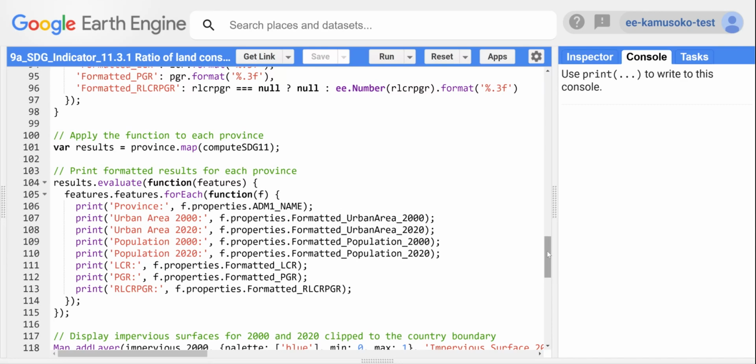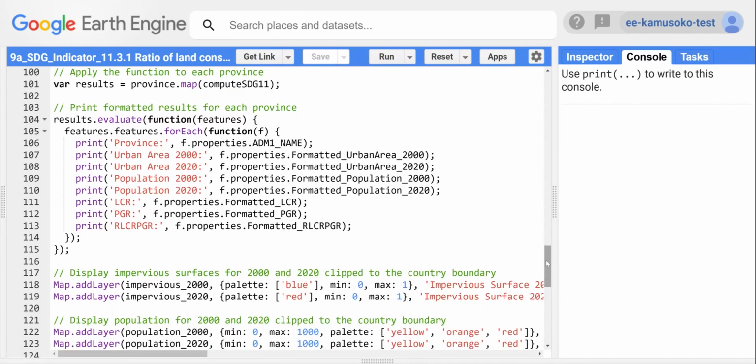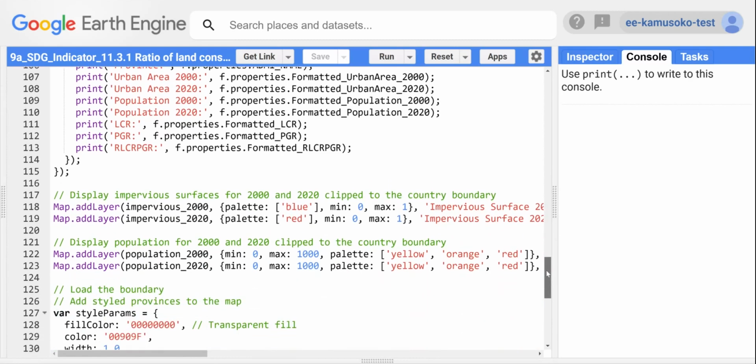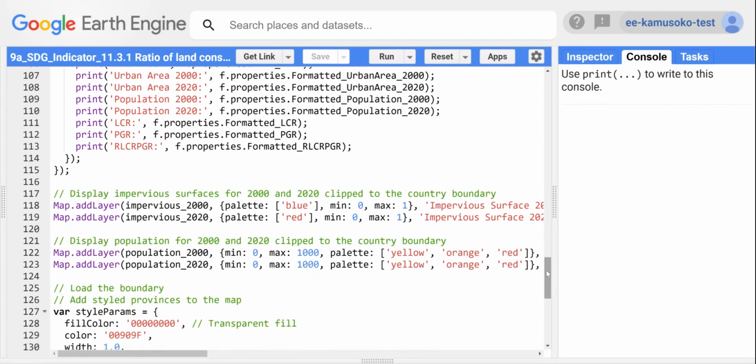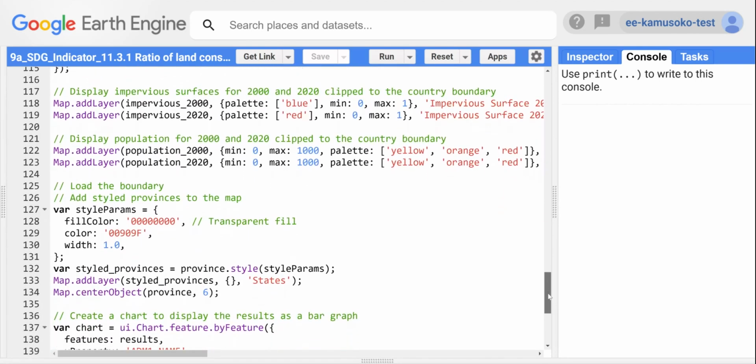After having our results, we are going to print the results to the console. So we print all the results to the console. And then following that, we are going to display the impervious surfaces for the year 2000 and 2020, which are clipped to the country boundary. And we're also going to display the population for 2000 and for 2020. And again, these are clipped to the country boundary.